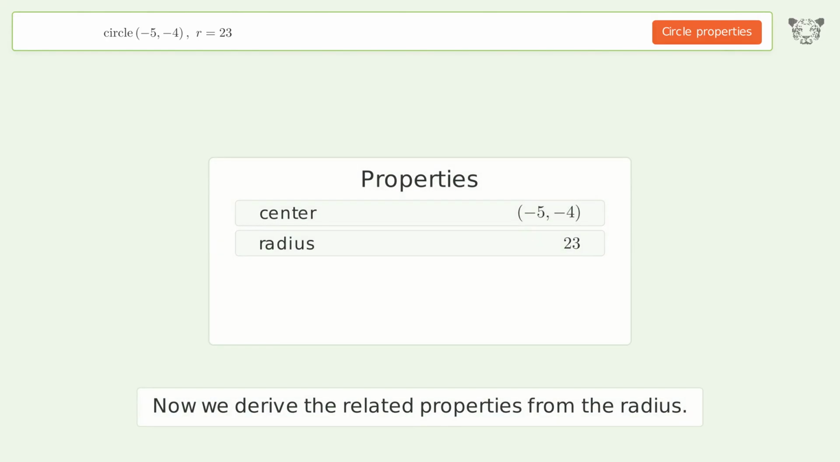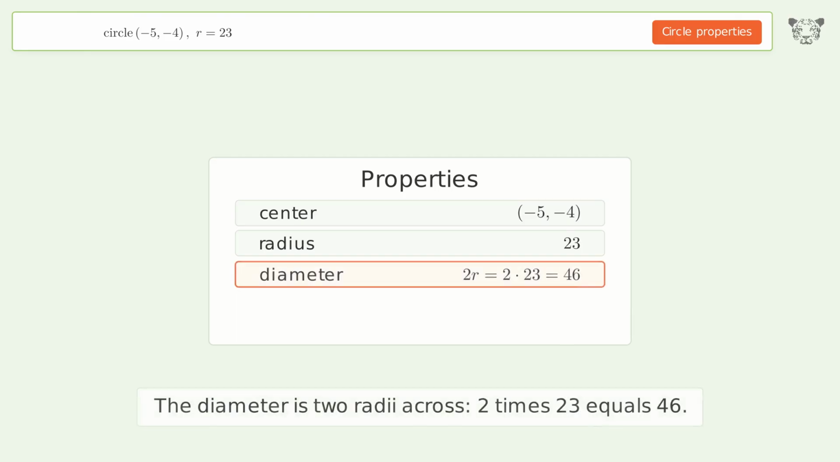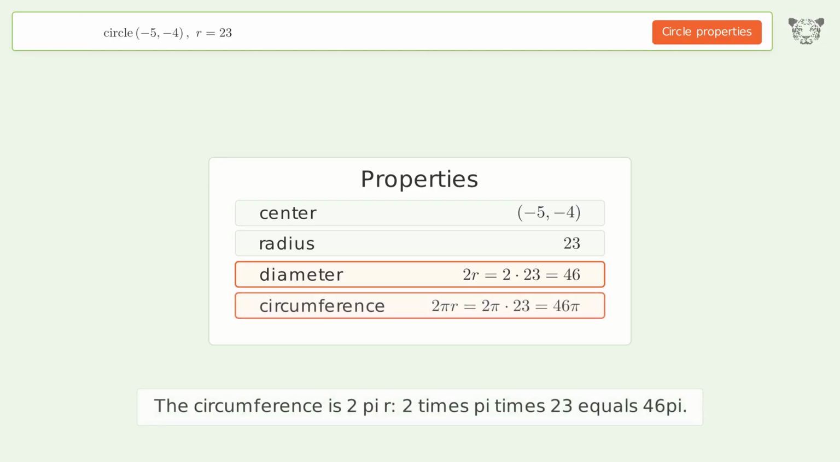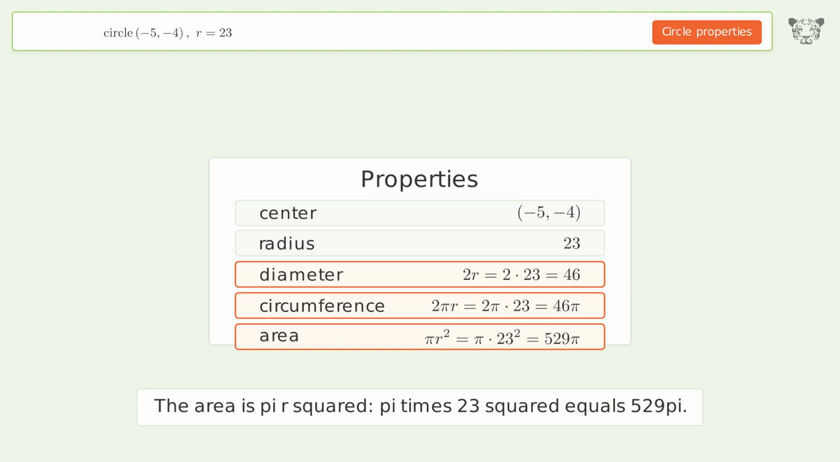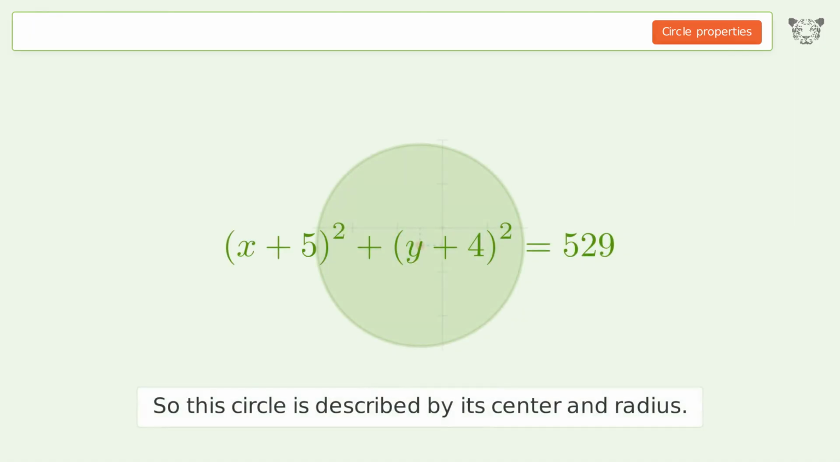Now we derive the related properties from the radius. The diameter is 2 radii across, 2 times 23 equals 46. The circumference is 2 pi r, 2 times pi times 23 equals 46 pi. The area is pi r squared, pi times 23 squared equals 529 pi. So this circle is described by its center and radius.